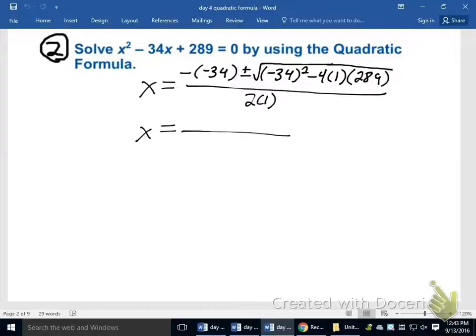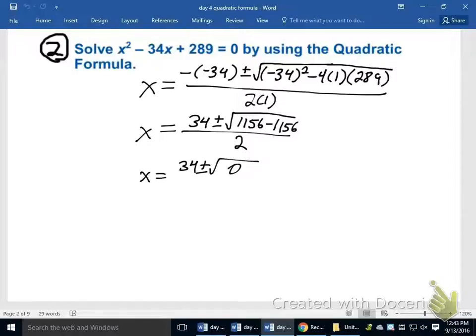Now I'm going to have x is equal to positive 34 plus or minus the square root. When I do negative 34 squared, I get 1,156. Then I'll do my negative 4 times 1, that's negative 4, and negative 4 times 289 comes out to 1,156, so minus 1,156 over 2 times 1 is 2. Alright, what's going to happen here? This is going to go to 0. When it does that, the square root of 0 is in fact just 0.